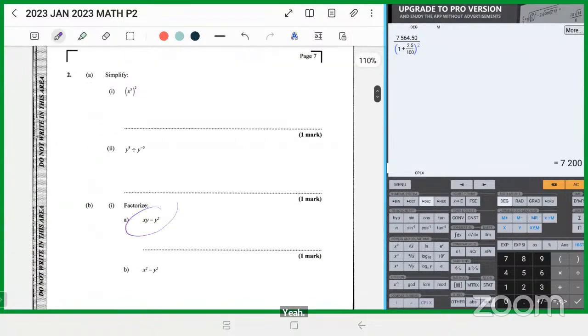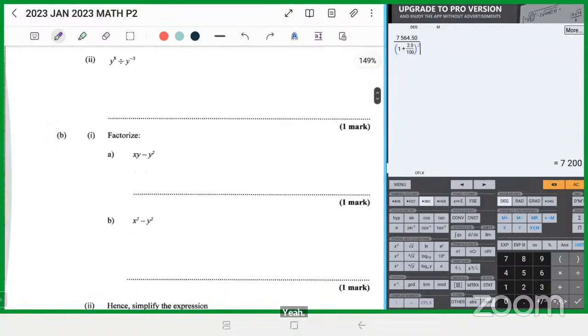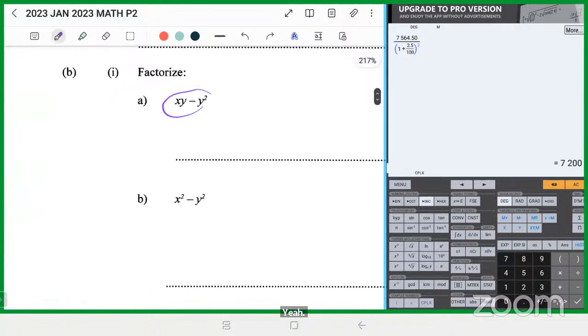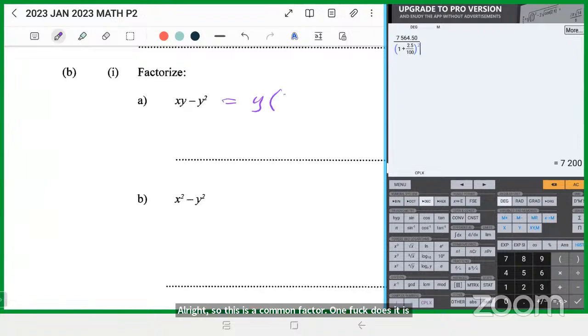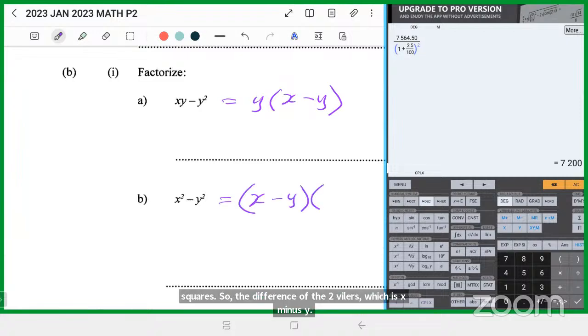Which one? Like here? All right. So this is a common factor. Common factor is y. So we're going to factorize the y. We're going to get x minus y. This one is the difference of 2 squares. So it becomes equal to the difference of the 2 values, which is x minus y, and the sum of the 2 values, which is x plus y.